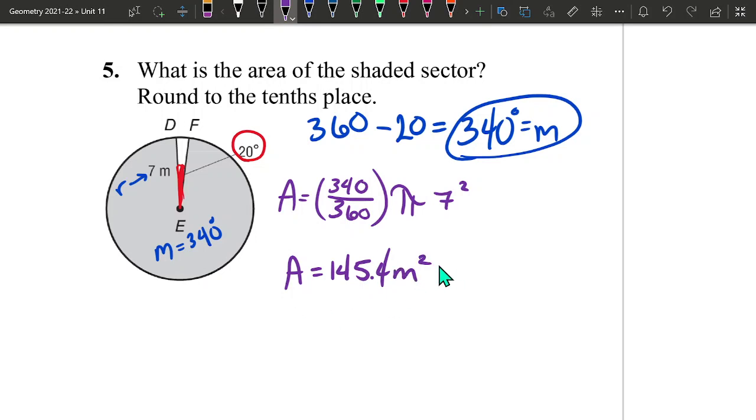Yeah. Meters squared. So that's the area of the sector.